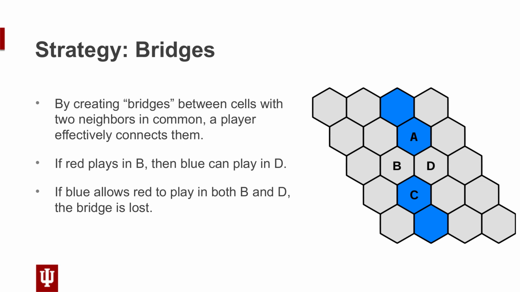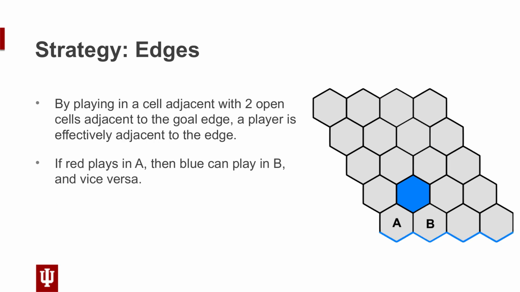The first is bridges. Bridges are formed when there are two different ways to connect two cells, as shown here. If red plays in cell B, then blue can play in cell D, and vice versa. Because of that, for the purposes of the game's strategy, blue has actually already connected squares A and C. Note that if blue allows red to play in both B and D, then the bridge is lost, so it has to watch out. The other pattern is edges.